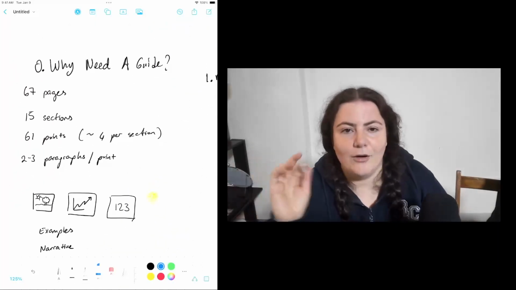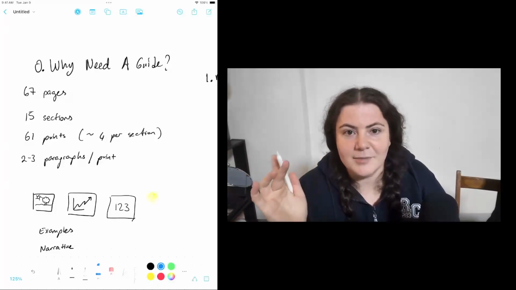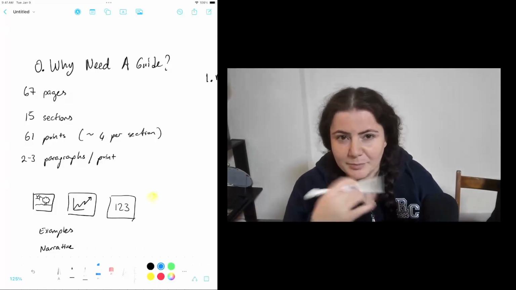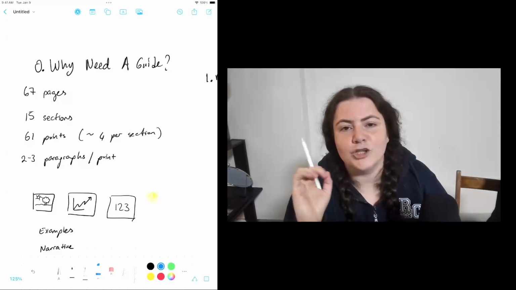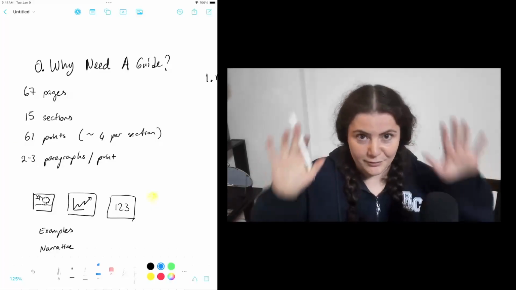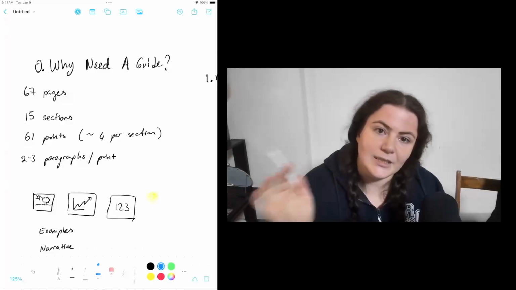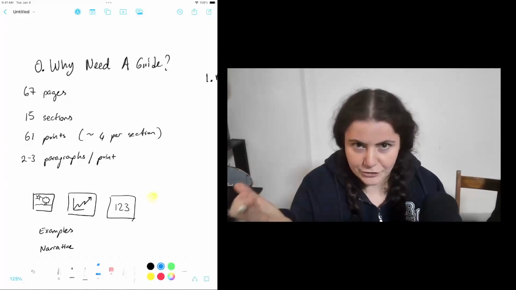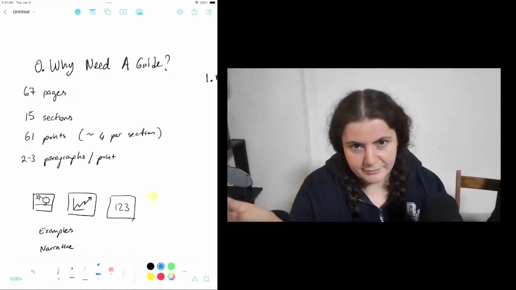Okay, so why do we need a guide? A little bit of the structure. This document is the 15th five-year plan, although I looked into a couple of the ones previously and they're almost exactly the same. This one is 67 pages if you export it to PDF. It's all text. It consists of 15 sections with 61 points, roughly 4 points per section, and 2 to 3 paragraphs per point. That's the way it's structured.